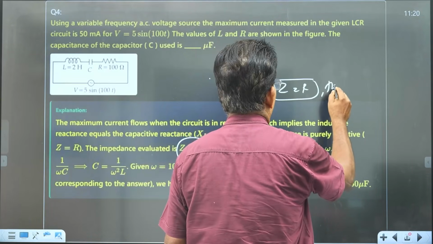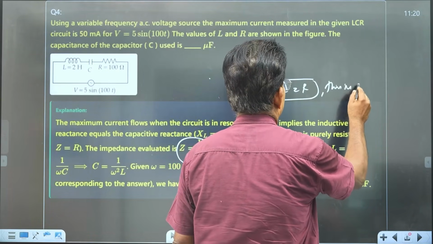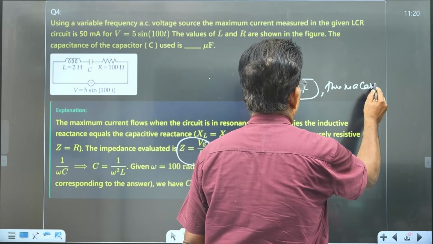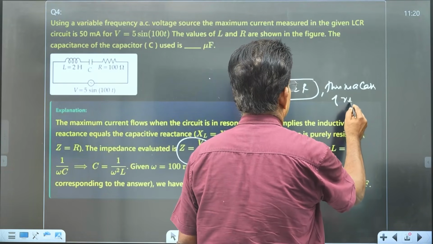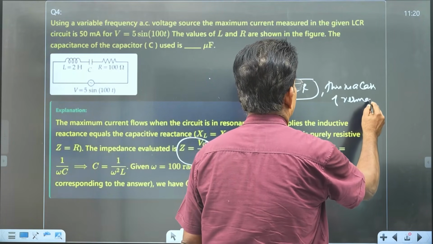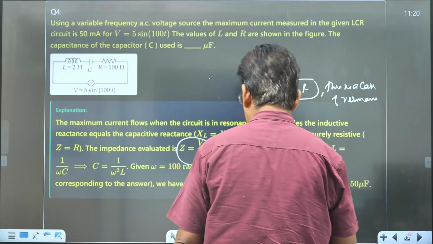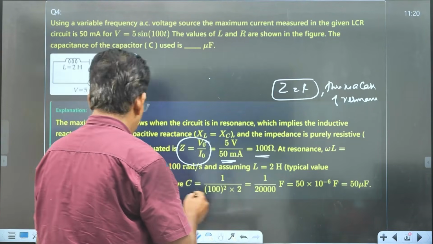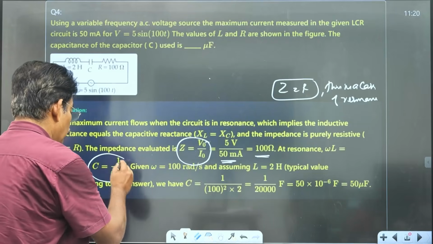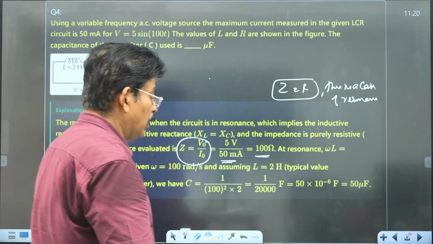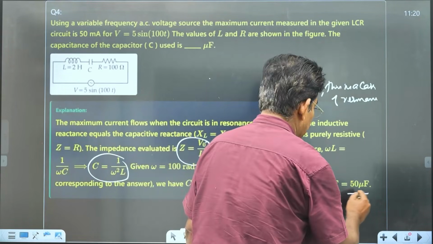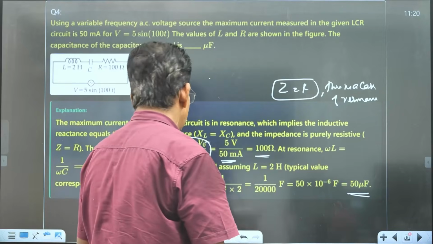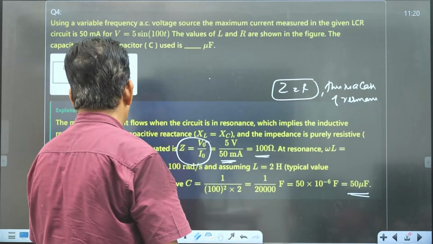Impedance we got is 100 ohms, and resistance is given to be 100 ohms. This is a case of resonance. Now, in resonance, L omega is equal to 1 upon omega C, or C is equal to 1 upon omega square L. So direct question, C is equal to 1 by omega square L.